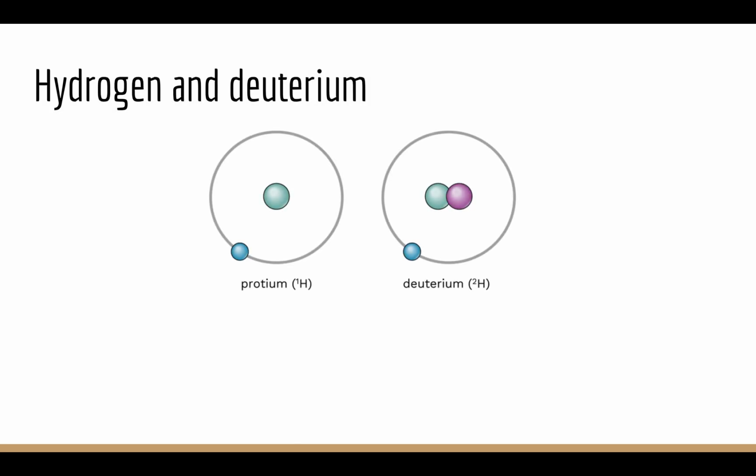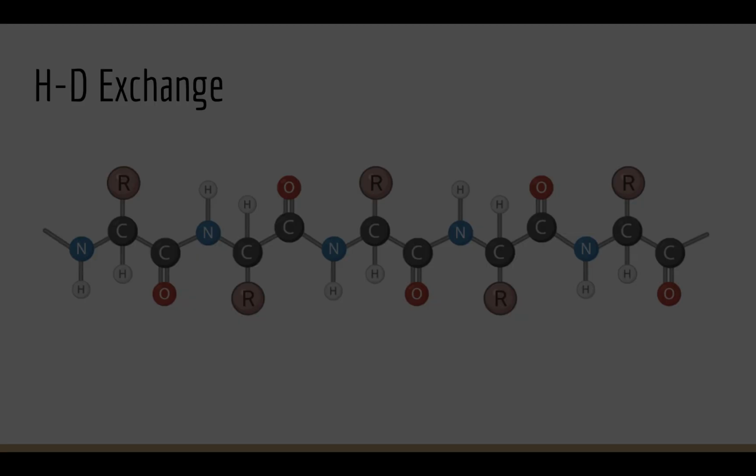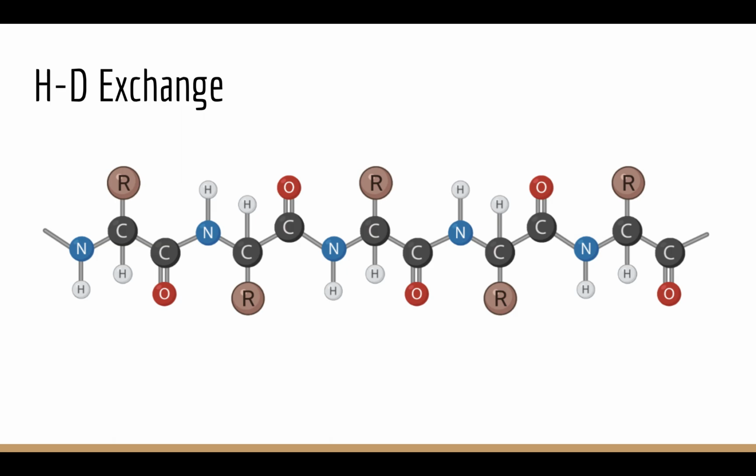Hydrogen and deuterium are pretty similar, each having one proton and one electron, though deuterium has a neutron as well. This makes deuterium heavier. But deuterium interacts the same way that hydrogen does in most situations. We can combine it with things like water to form what we like to call heavy water. We can use this in labeling our protein for a hydrogen-deuterium exchange.